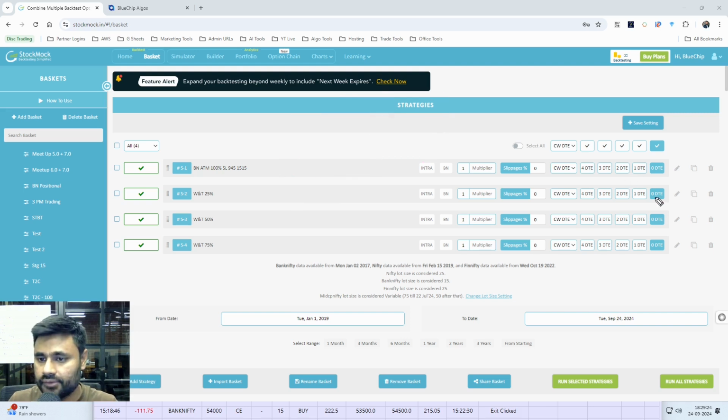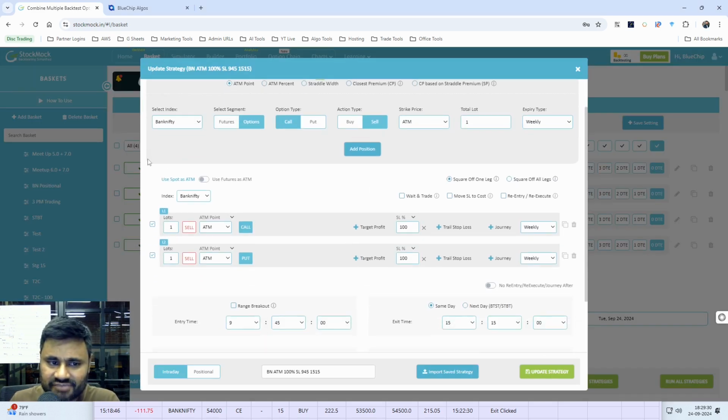So this one I'm going to demonstrate using a small strategy from StockMock. Initially, what I've done is just taken Bank Nifty, no fancy strategy, just ATM. Let's say the ATM price is 100 rupees, it will be easy for calculation, and the initial stop loss is 100%.